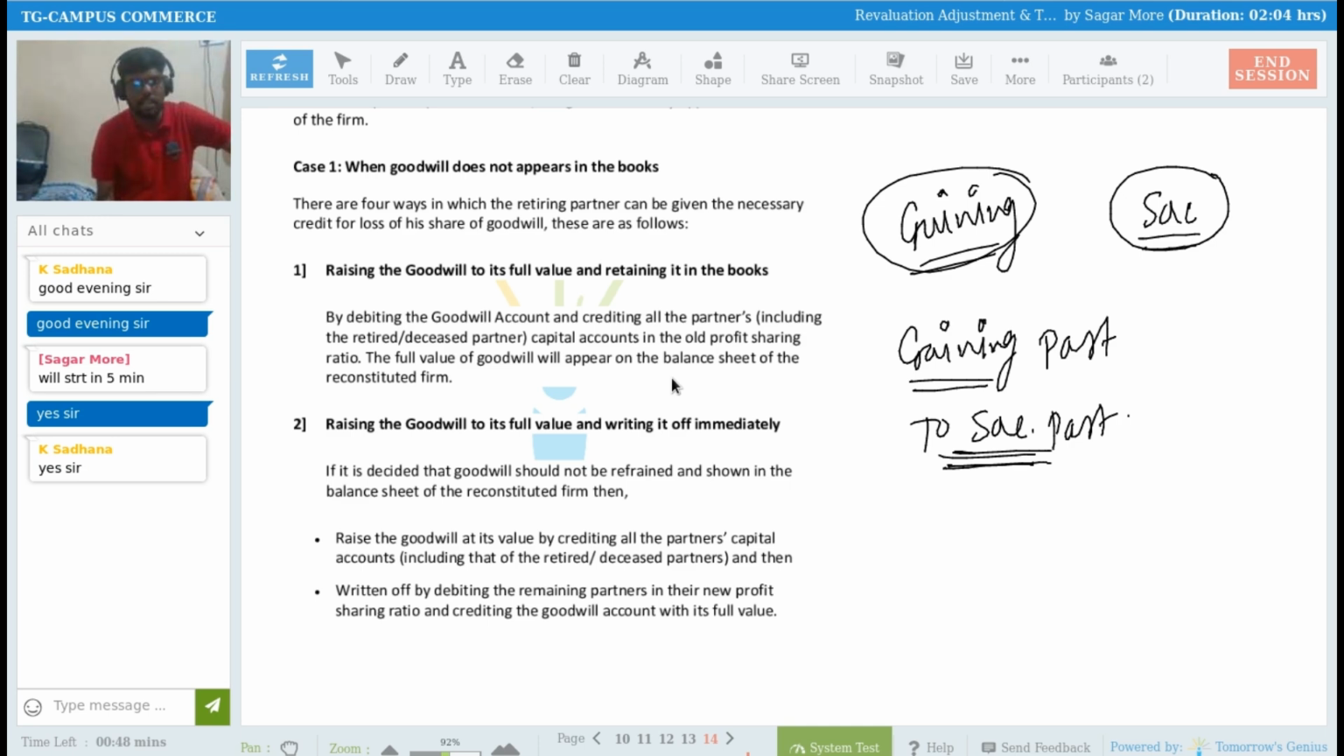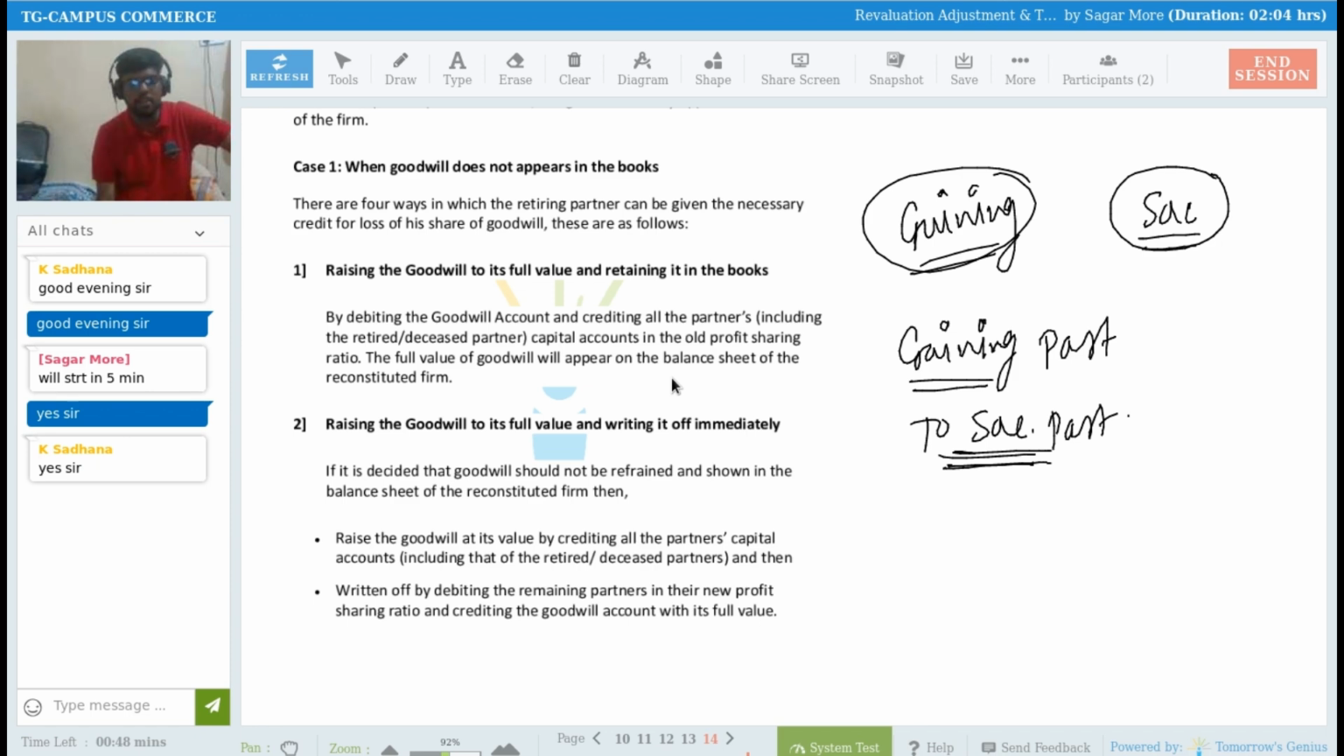So when you debit any partner's capital account, their capital balance will get reduced, and whenever you credit any partner's capital account, their capital balance will get increased, right? So in case of admission of a partner, in case of retirement of a partner, you have to simply remember this logic. Even in the chapter on change in profit sharing ratio, there is a concept of goodwill adjustment also, right?